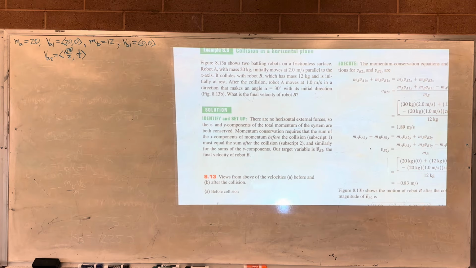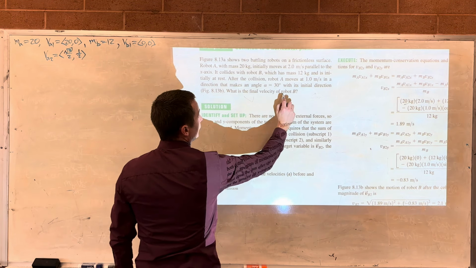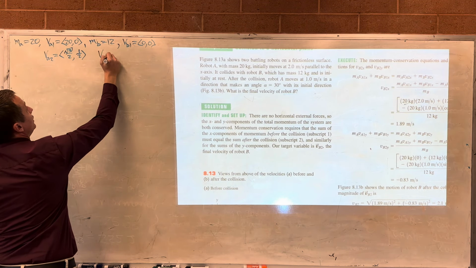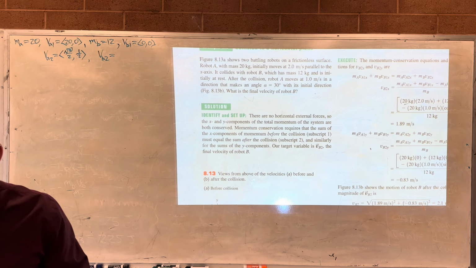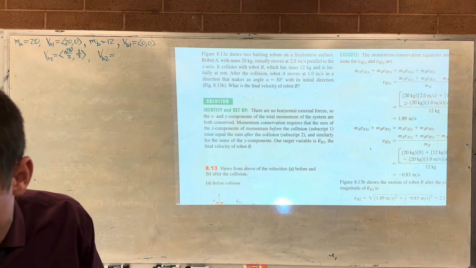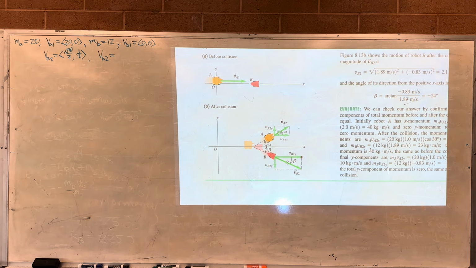Okay, so that is our final velocity for object A, and I'm guessing we're looking for our final velocity for object B. Yeah. What is the final velocity for robot B? What we are looking for is v_B2. Now we're just going to use conservation of momentum, so we're not even using conservation of kinetic energy. What is our momentum in the beginning in the x direction?